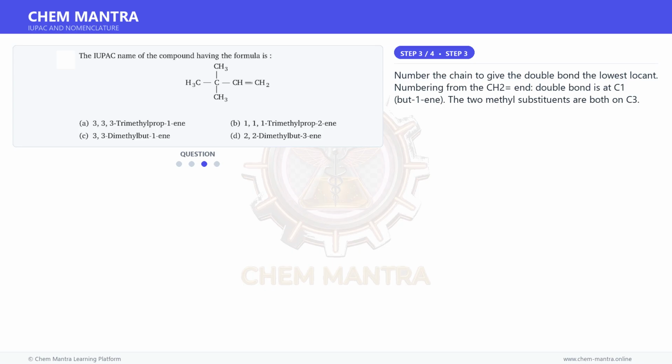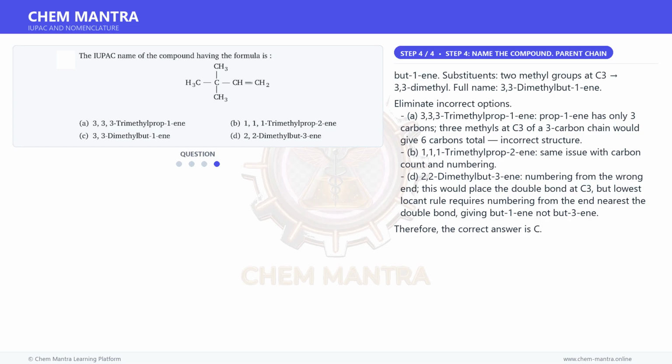Number the chain to give the double bond the lowest locant. Numbering from the CH2= end, the double bond is at C1, so but-1-ene. The 2 methyl substituents are both on C3. And for the final step. But-1-ene. Substituents, 2 methyl groups at C3, 3,3-dimethyl. Full name, 3,3-dimethylbut-1-ene.